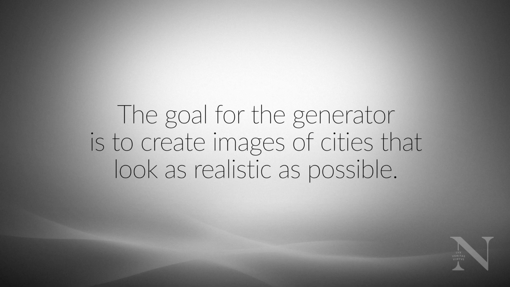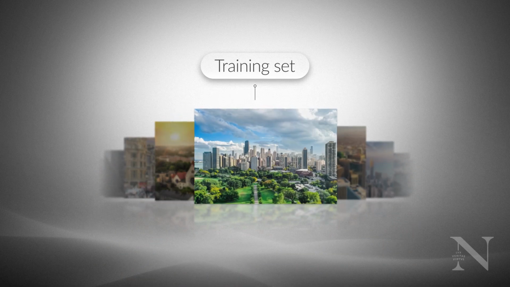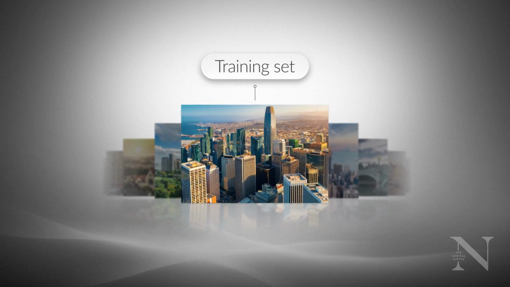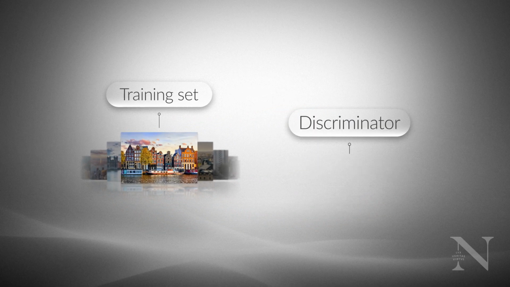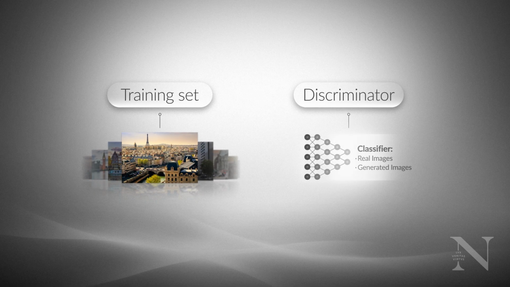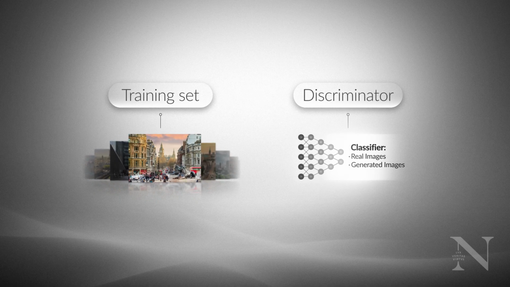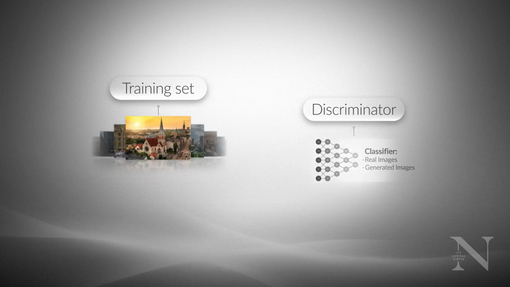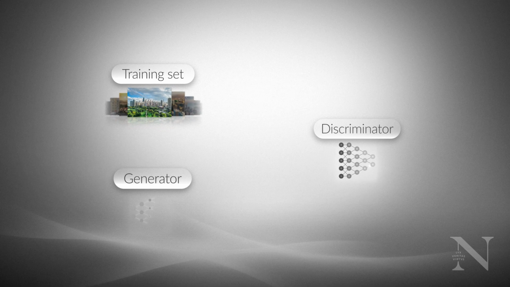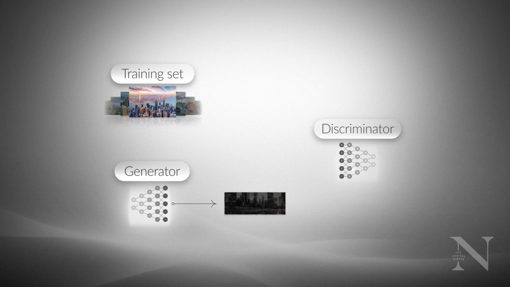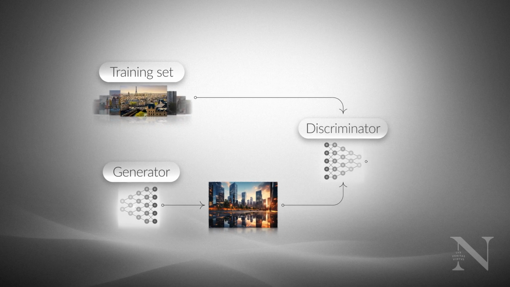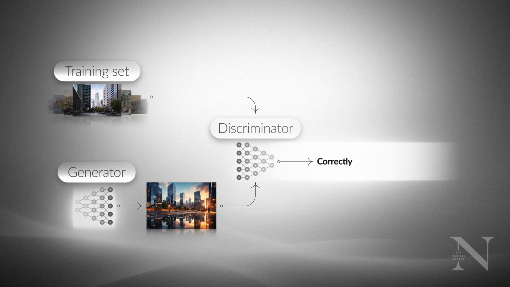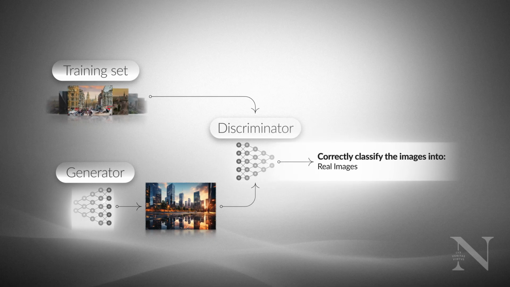To accomplish this, you also need a training set, which is a collection of real images. In this case, a large collection of real images of cities. The discriminator is a classifier. It learns to classify images into real images versus generated images. During training, the discriminator is going to take as input images generated by the generator and real images. And the job of the discriminator is to correctly classify the images into real versus generated.